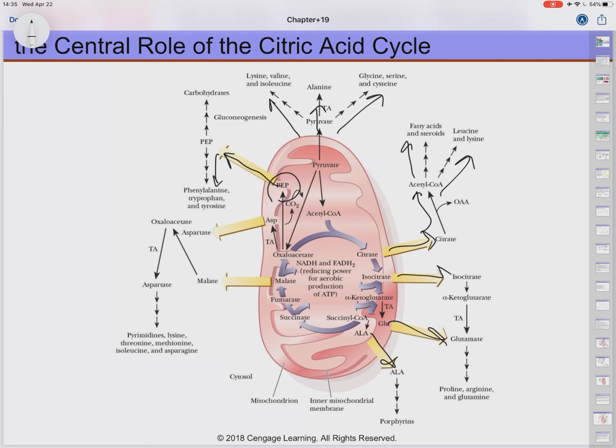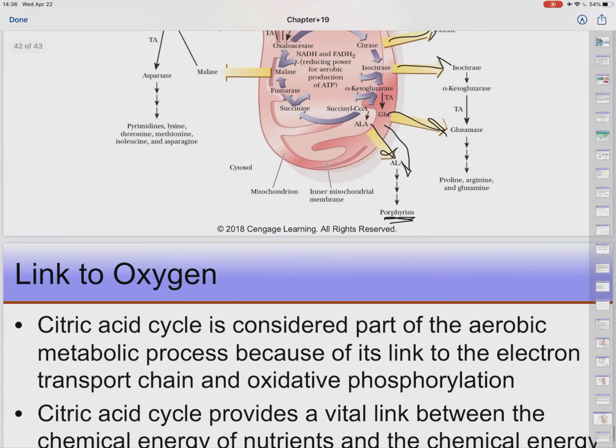Isocitrate, glutamate, I don't know what ALA is. I don't think that's alanine. Some intermediate that can get us to the porphyrins. These are like what we need in our hemoglobin molecules, right? The heme is a porphyrin ring that holds the iron. So you can see here how it all sort of fits together.